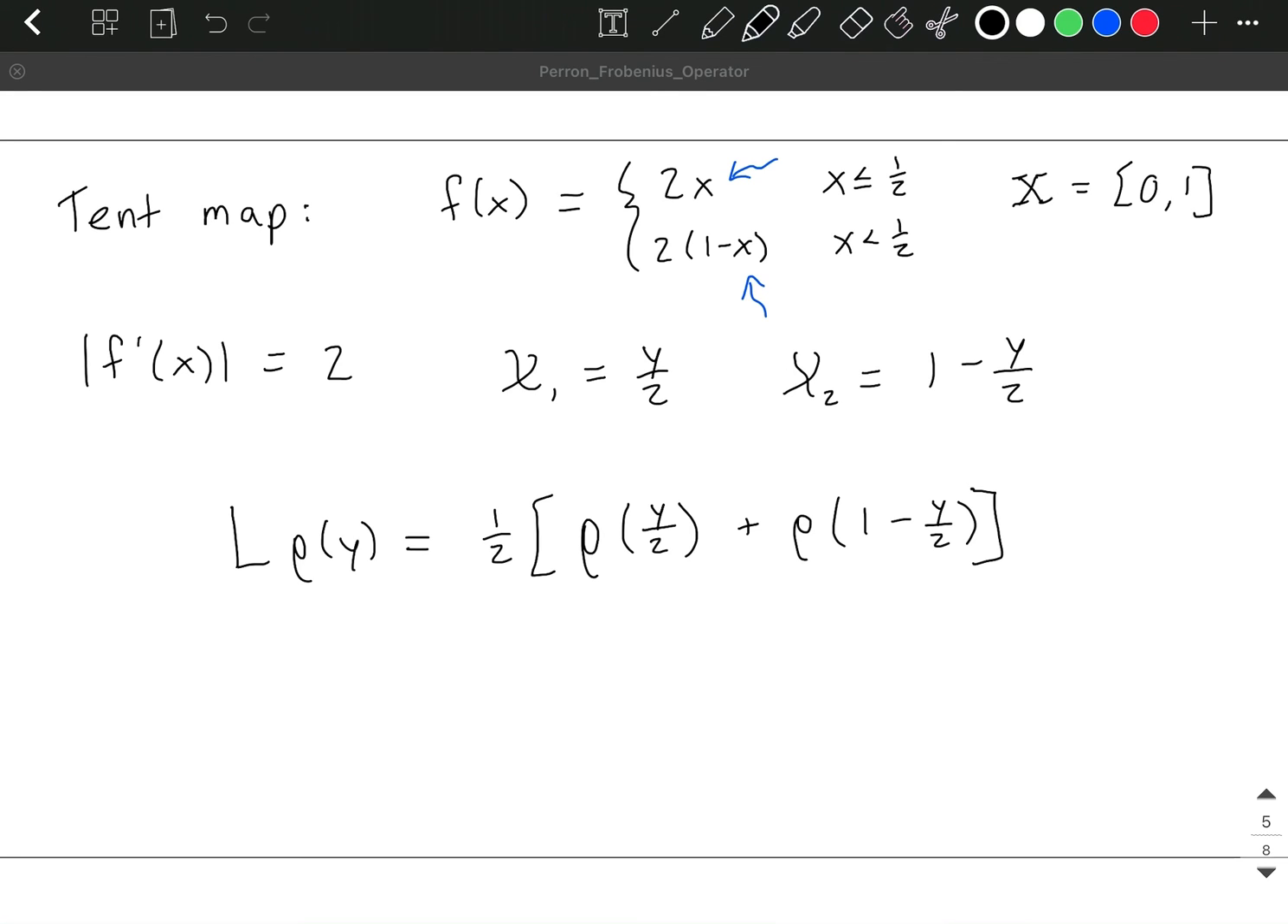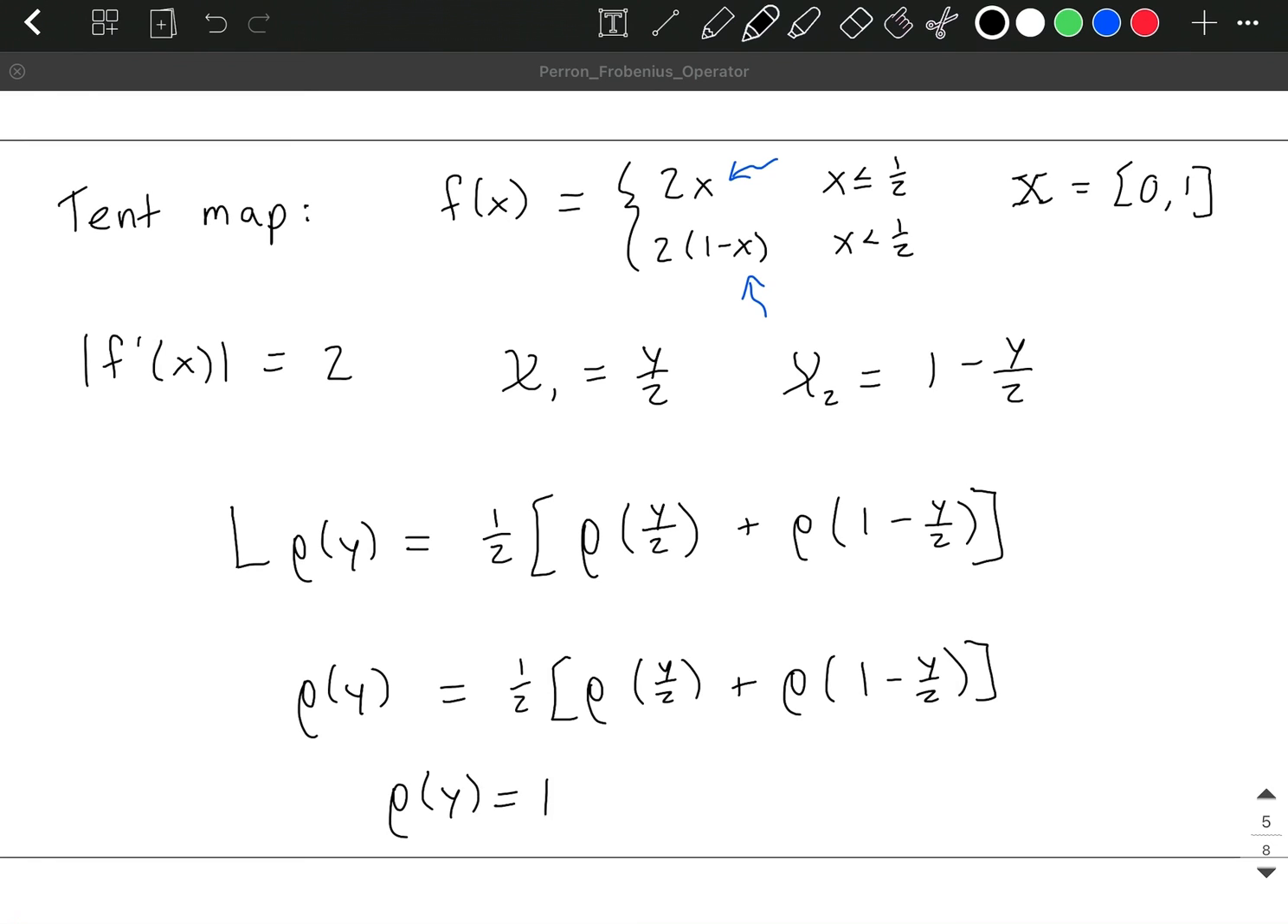And now let's talk about the invariant density of this operator. Again, the invariant density is when the left-hand side of this expression is simply equal to rho of y. And so just rewriting what we have here on the right-hand side, 1/2 times rho of y over 2 plus rho of (1 minus y) over 2. What satisfies this is actually rho of y equal to 1, or in other words, the uniform probability distribution.